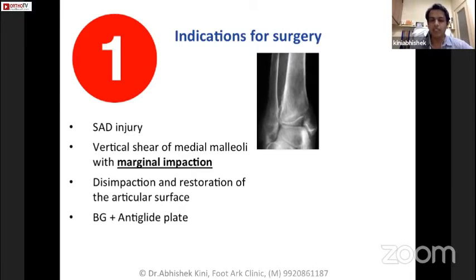So there are 5 things that you need to look at in an ankle so that your fractures don't get complicated and you can treat them as simple fractures.